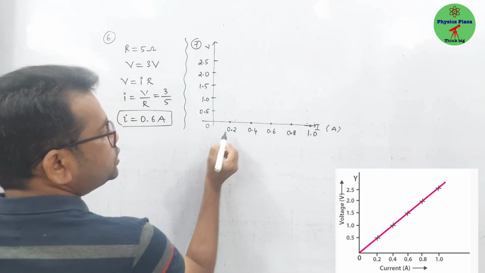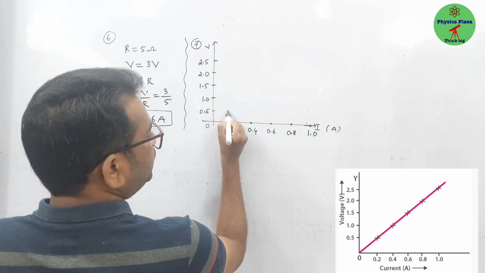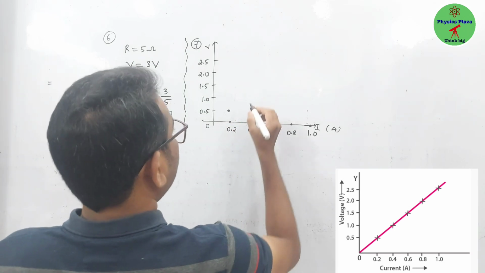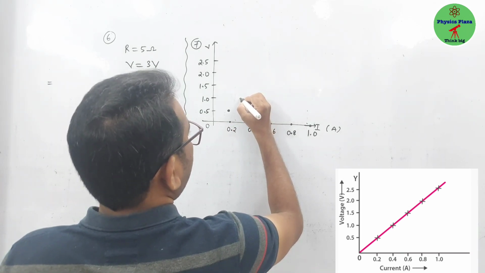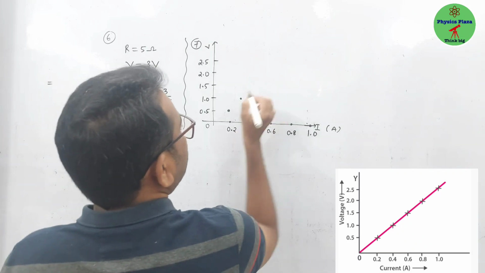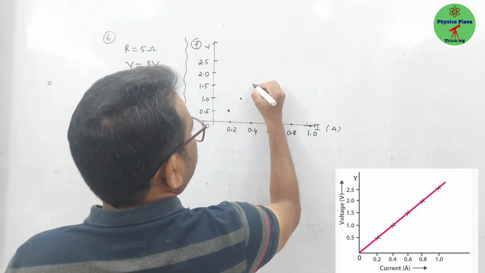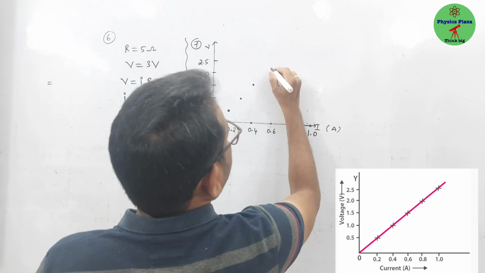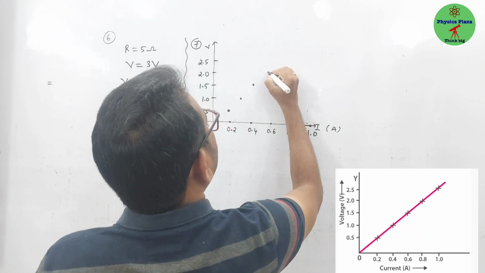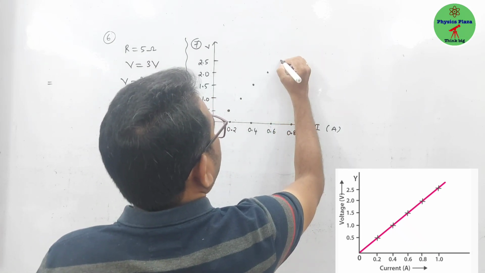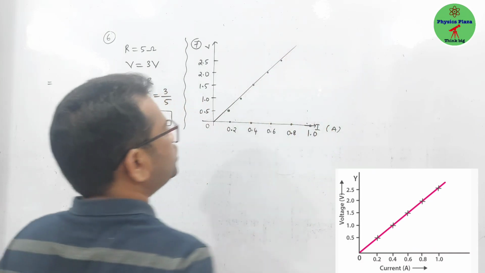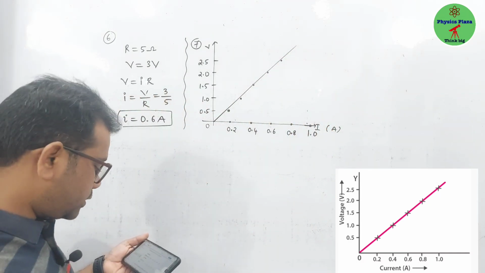Now children, for 0.2 and 0.5, you will get a point here. 0.4 and 1, you will get here. 0.6 and 1.5, look at here, you will get here. Next 0.8 and 2, it will be here. Like this, we will be getting points. Let us connect all these points. You will get a straight line passing through the origin.